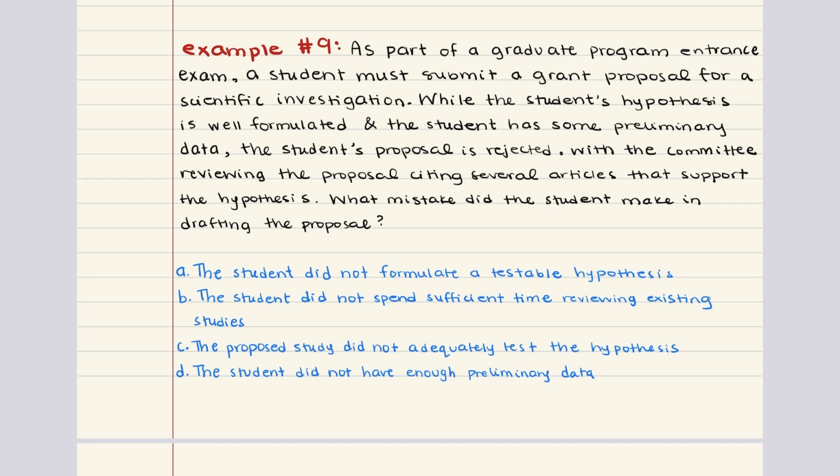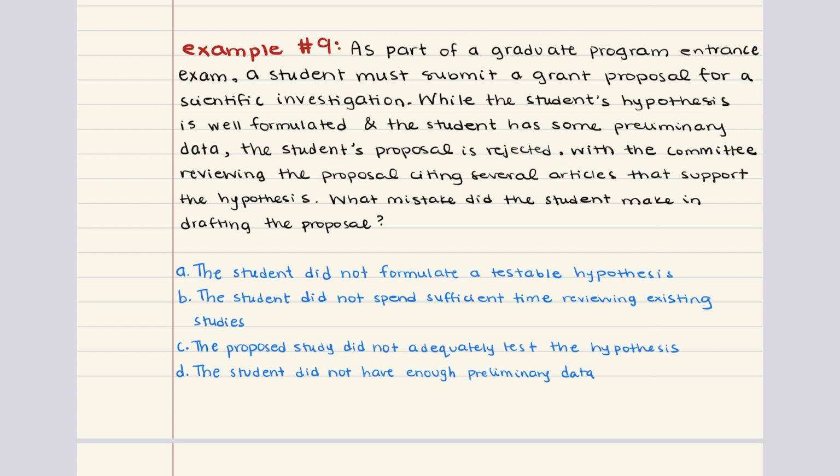A says the student did not formulate a testable hypothesis. B says that the student did not spend sufficient time reviewing existing studies. C says that the proposed study did not adequately test the hypothesis. And D says that the student did not have enough preliminary data. Now, in the question stem, we're told that the proposal is rejected because the committee cites multiple articles that already support the hypothesis. So this indicates that the issue here is with the student's literature review process.